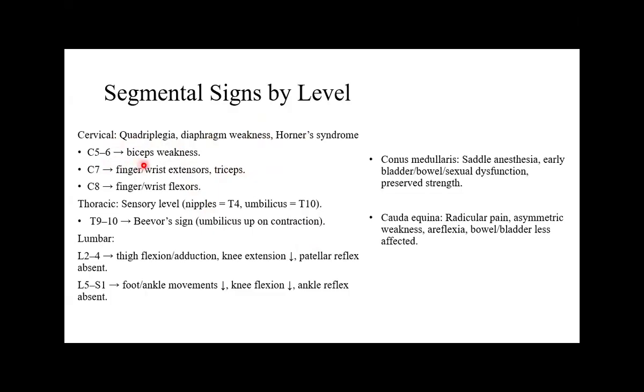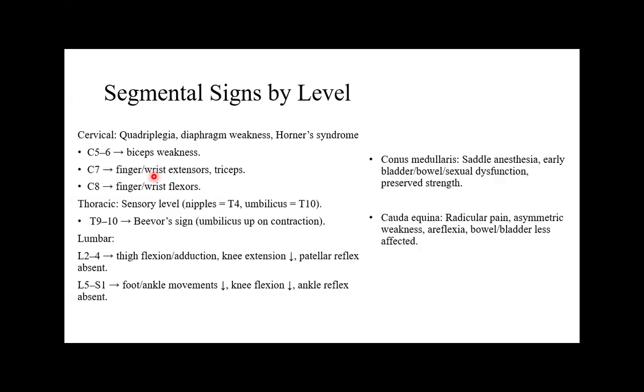C5, C6 usually have biceps weakness. C7 will have finger or wrist extensor weakness and triceps involvement. C8 will have finger and wrist flexion involvement. At the thoracic sensory level, the nipple is at T4 level and the umbilicus is at T10 level. And at T9, T10, we will have the Beevor sign due to weakness of the lower abdomen. When the upper abdomen contracts, the umbilicus will go up.